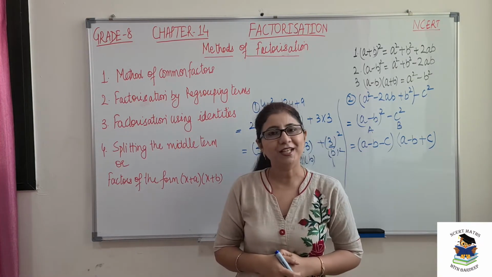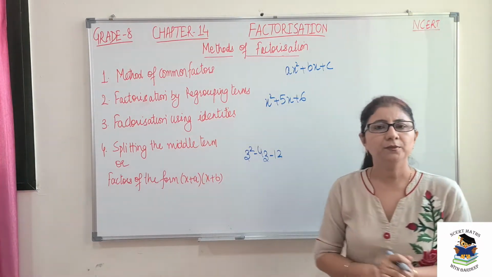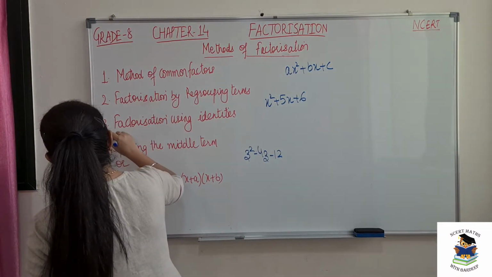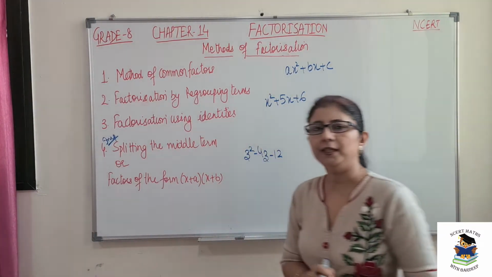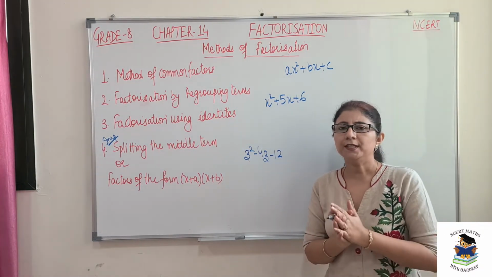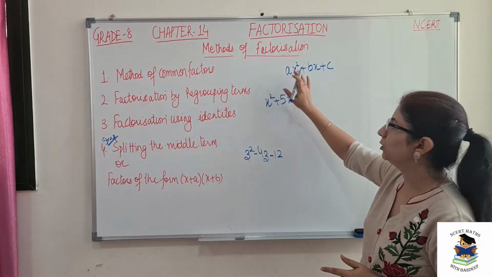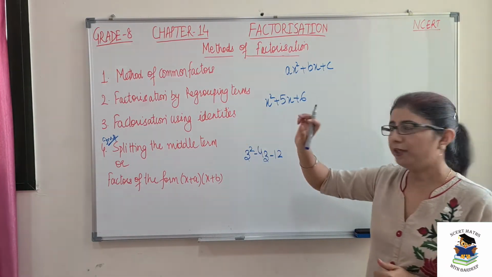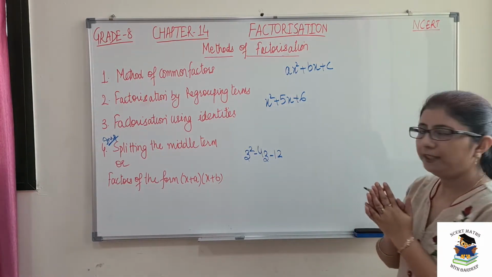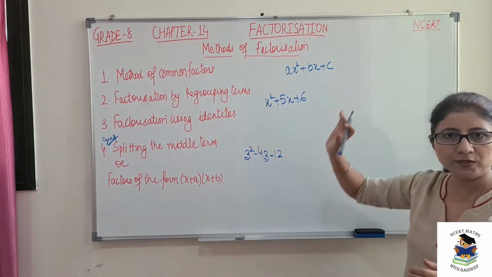Now let's move on to the last method. The fourth method is splitting the middle term. This method is actually very important. We are going to study this in grade 10 also. Most of the time we will split the middle term when our expression is quadratic. A quadratic expression means one in which we have power 2. The generalized form of any quadratic expression is ax square plus bx plus c.